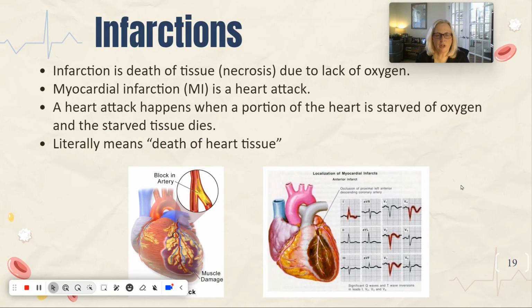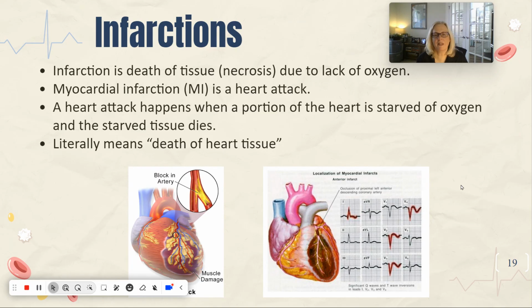Okay, so the definition of infarction is death of tissue, necrosis, right? It's due to the lack of oxygen getting to that heart muscle tissue. So a myocardial infarction is literally a heart attack. It literally is death of heart tissue or heart muscle. Myo is muscle, cardial is heart. So myocardial is heart muscle. An infarction in the heart muscle is a heart attack. So that's where myocardial infarction, or MI, comes from.